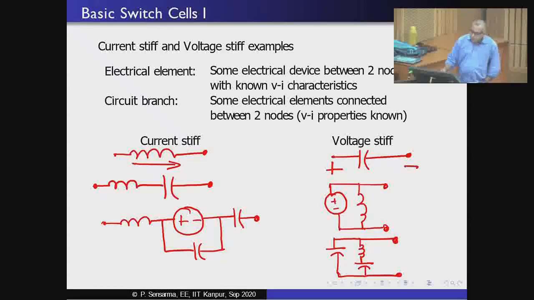That would be a third example of a voltage stiff branch. Now, in the previous slide we were talking about voltage stiff nodes and current stiff nodes, and suddenly we switched over to voltage stiff branches and current stiff branches. Because the switch has two nodes, we have to connect the nodes of the switch to some nodes of a particular element or branch. So, both these nodes across the current stiff element would qualify as current stiff nodes. Both these nodes of a voltage stiff element would also qualify as voltage stiff nodes.